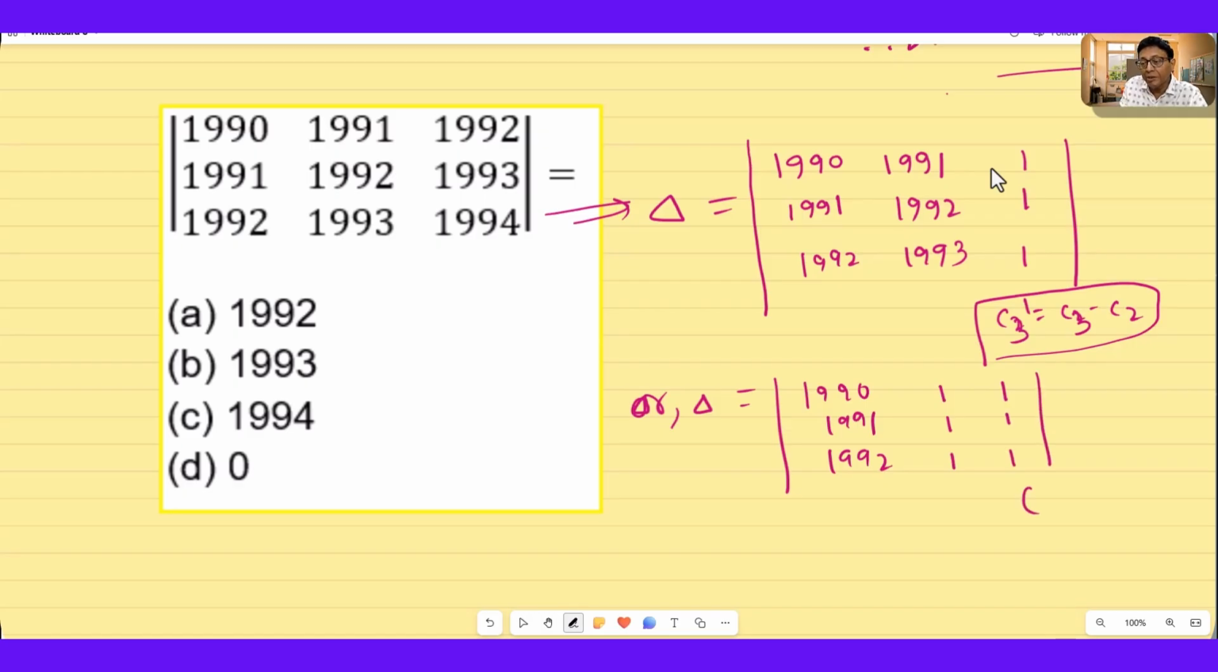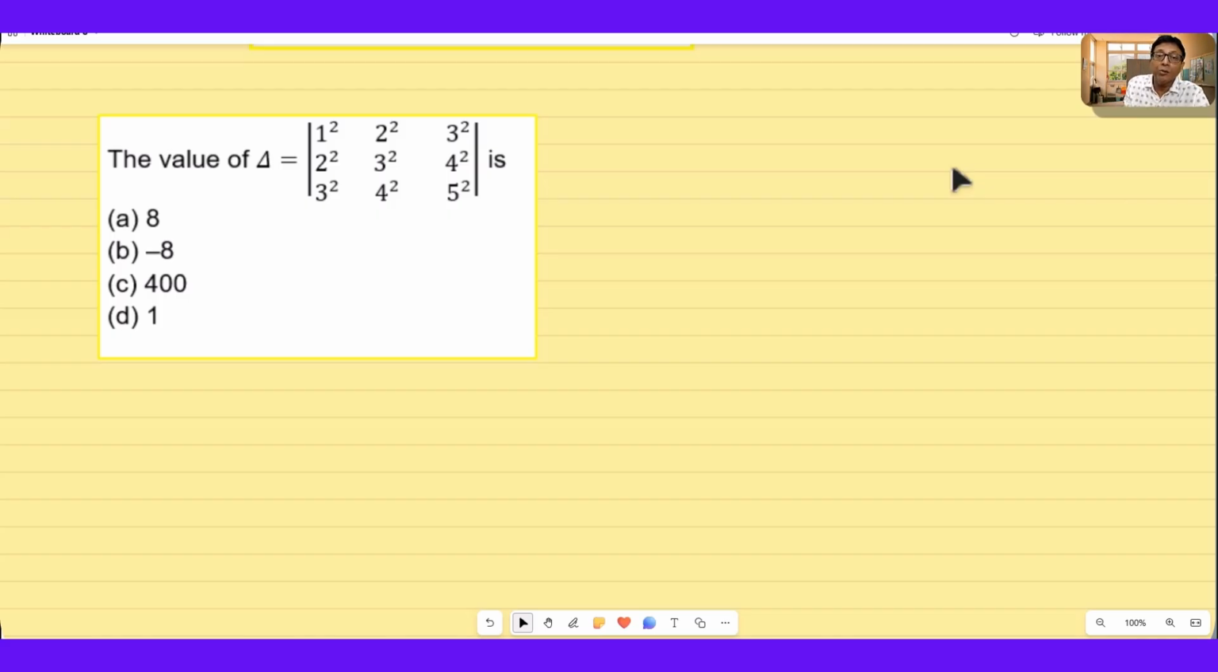So what we did here? These two operations you could have done in the same step to get the value 0. Why 0? Because 2 columns are identical. Value is definitely going to be equal to 0. Isn't it? Hope you have understood the properties I have shown you. In this sum, I will be showing you the property I used for the previous one, but simultaneously I will be doing it for 2 rows or 2 columns.